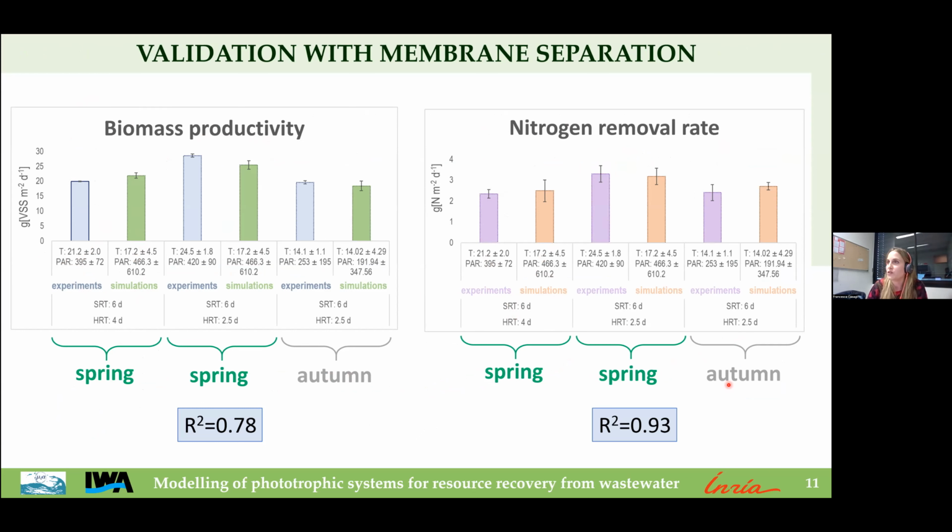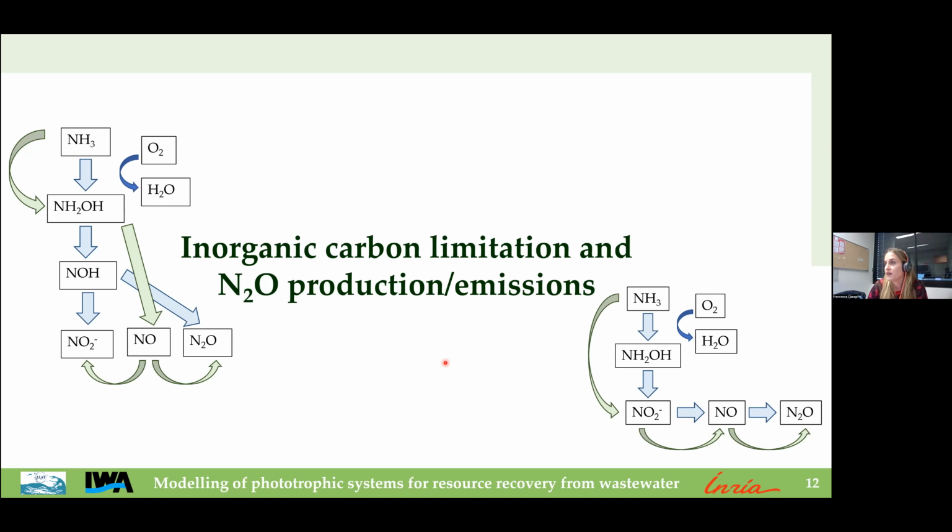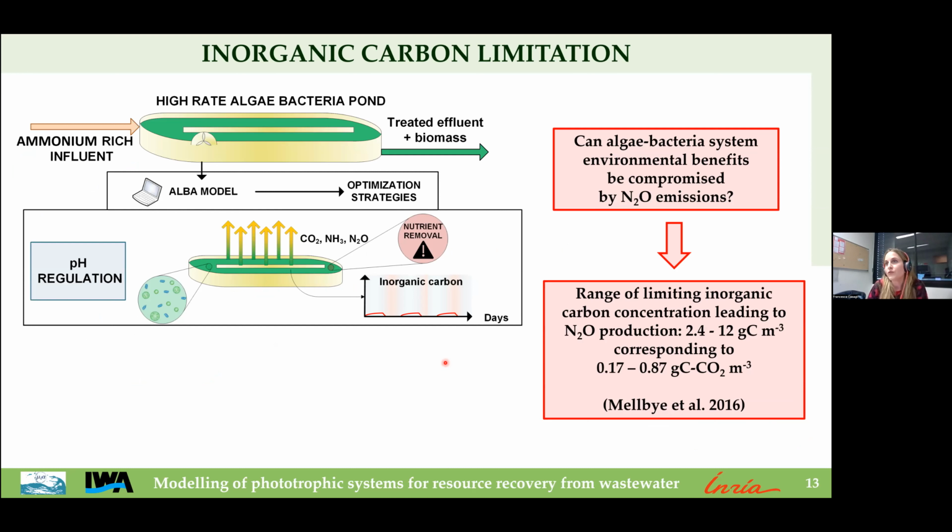Now I'm going to quickly speak to you about a very important aspect that is the inorganic carbon limitation and the nitrous oxide production and emissions in this kind of system by ammonium oxidizing bacteria. Because through the model, what we notice is that when you are growing algae and bacteria on influent that are very rich in ammonium, as for example digestate, even if you have a pH regulation through CO2 bubbling, you can have inorganic carbon limiting condition. And this is a real problem for several reasons, because you have lower nutrient removal efficiency and also higher emissions in terms of CO2, ammonia, but also nitrous oxide.